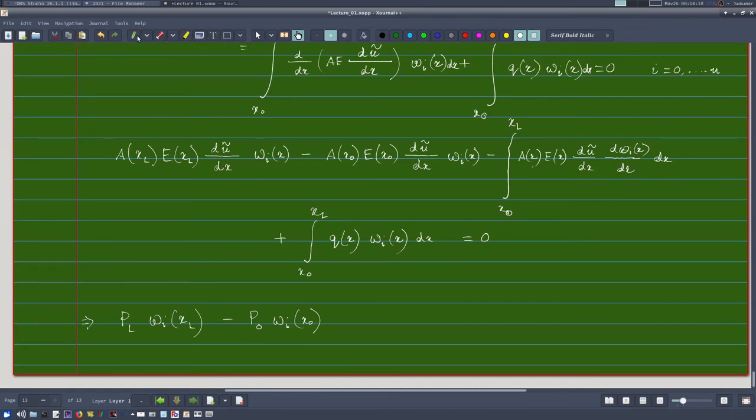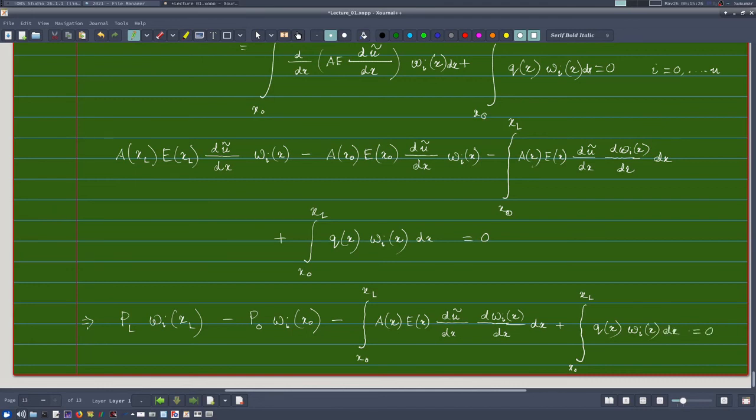Then I have this third term. This third term is minus integration of A(x) E(x) du tilde/dx into dw_i(x)/dx from x naught to xL, into dx, plus integration of q(x) w_i(x) dx.